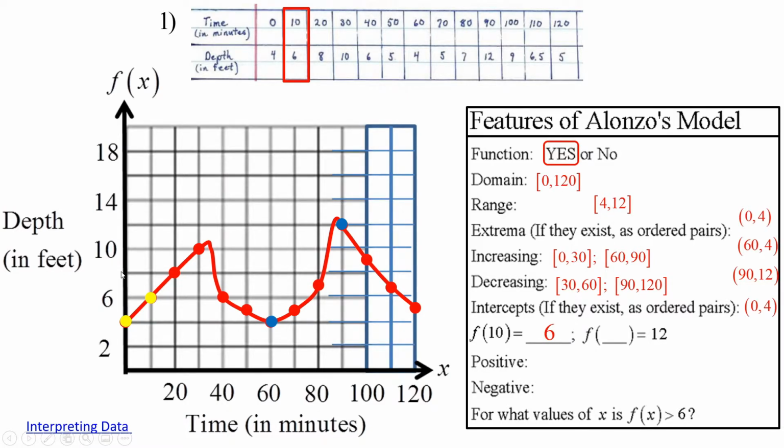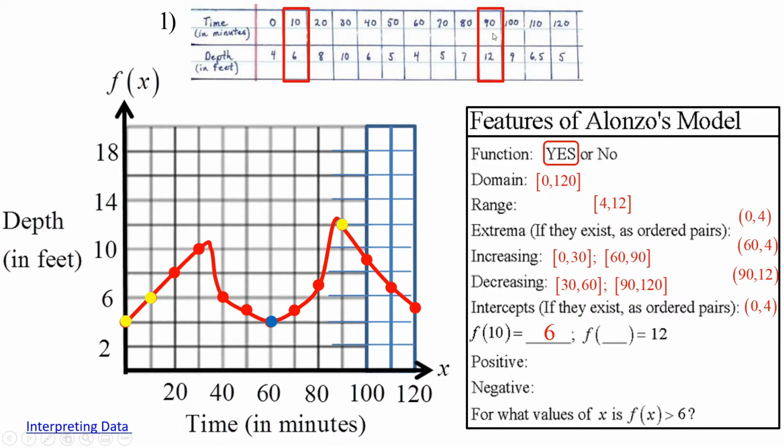I'm going to put probably a horizontal line right there. Did I do that? No, I didn't. Okay. Oh, and I'm at the wrong spot here. 12. That's all the way up here. Oh, I gotcha. So the y value of that point is 12. What's the x value there? That's a 90. So f of 90 is 12.